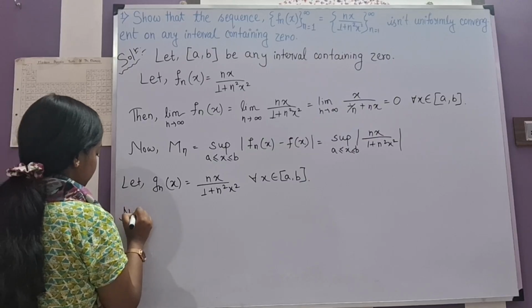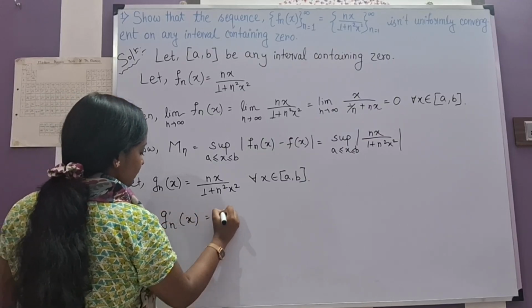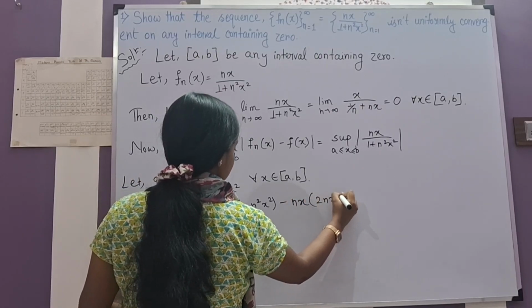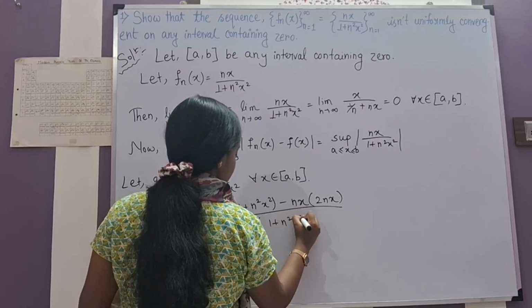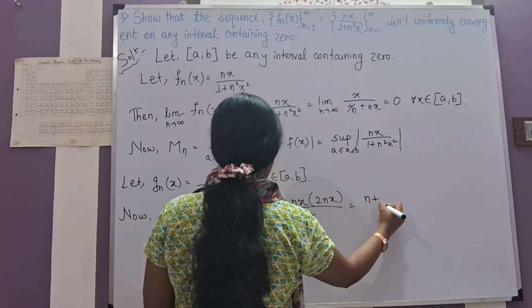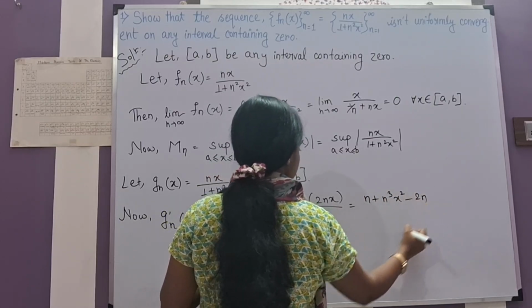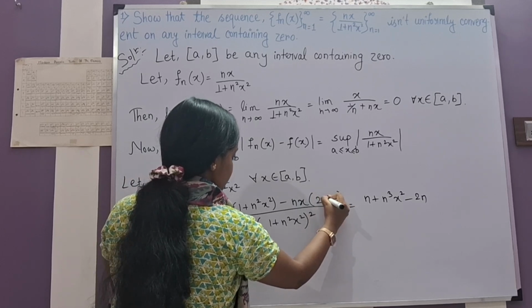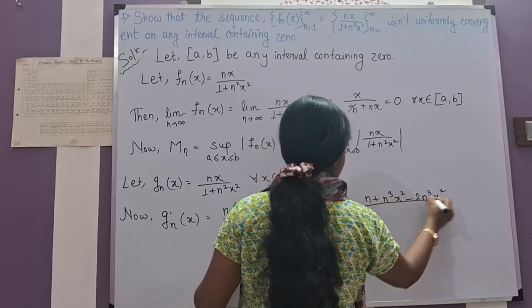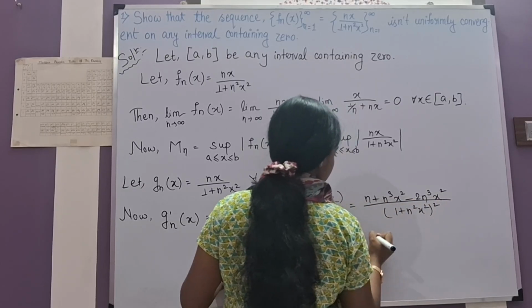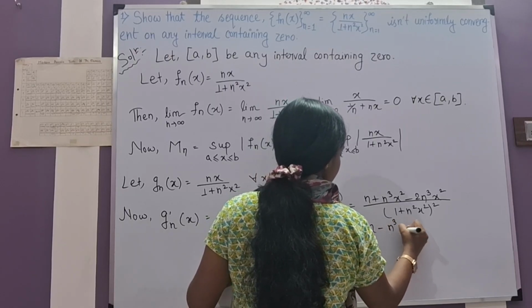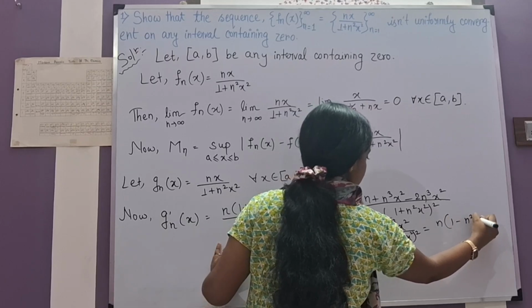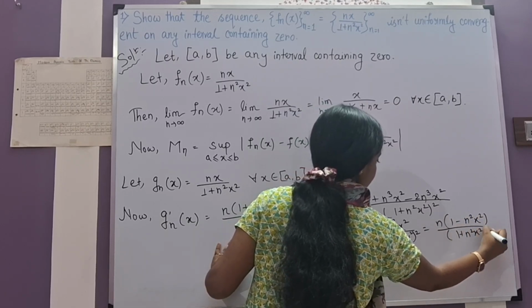Now we are going to differentiate it. g dash n(x) equal to n into (1 plus n squared x squared) minus nx into 2nx, by (1 plus n squared x squared) whole squared, equal to n plus n cube x squared minus 2n cube x squared, by (1 plus n squared x squared) whole squared, equal to n minus n cube x squared by... we are going to choose n as common, so n into (1 minus n squared x squared) by (1 plus n squared x squared) whole squared.